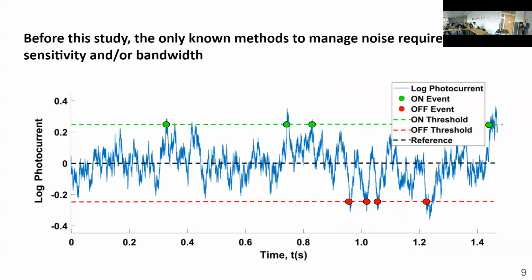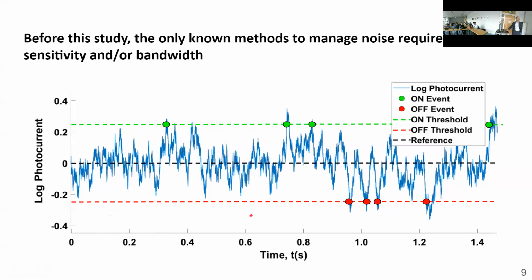So we also discussed how noise is important in the pixel, right? And before this study, we only really knew 2 methods to manage noise. It was either reducing sensitivity or reducing the bandwidth. So let's just consider this arbitrary DC signal with some noise.